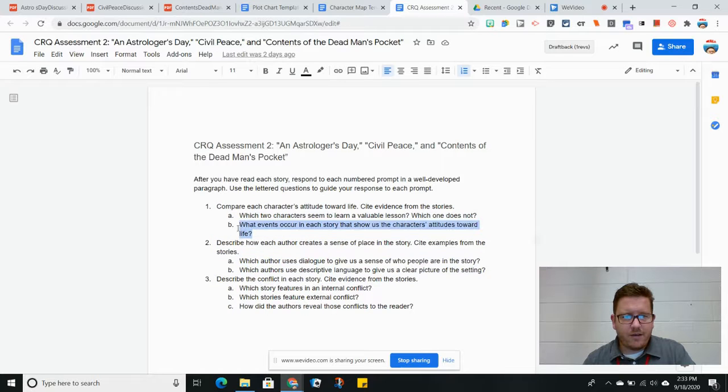The A and B here are meant to guide you. You don't have to have a paragraph for each one of these. You just need to make sure that the paragraph you have for number 1 answers these 2 questions. These should be pretty lengthy paragraphs. 3 sentences probably won't do it. You'll probably need 5 to 7, somewhere in there. So take your time on these. Really explain how each story does this stuff.